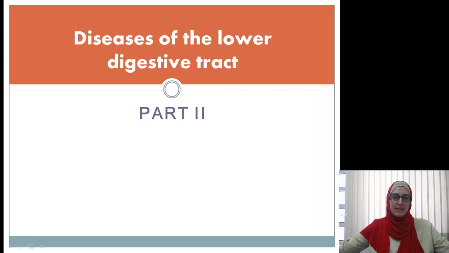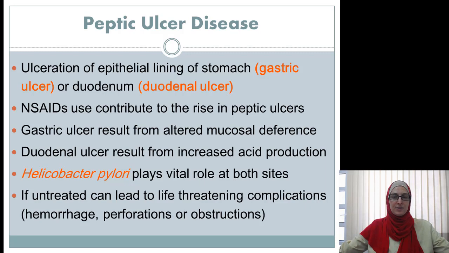Welcome back to the second part, and in this part I'll be talking about peptic ulcer disease and inflammatory bowel disease. So peptic ulcer refers to two conditions: the gastric ulcer, when the ulcer occurs in the stomach, and duodenal ulcer, when the ulcer occurs in the duodenum.